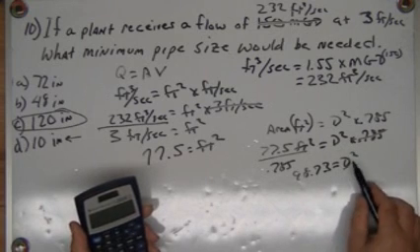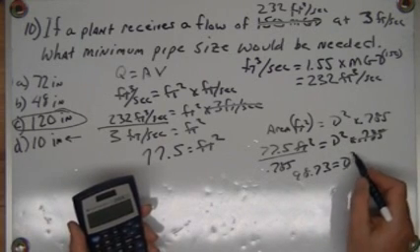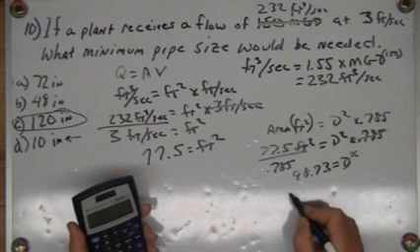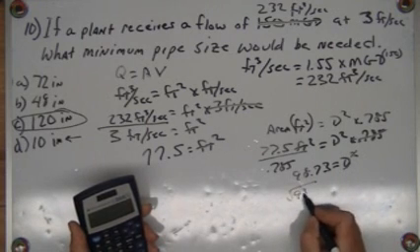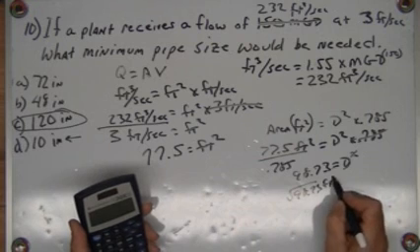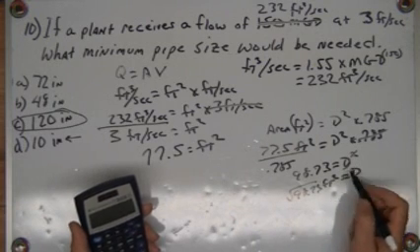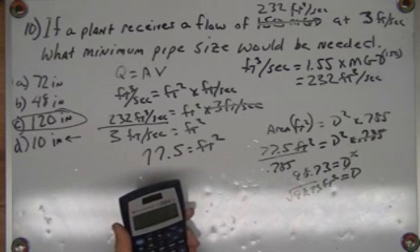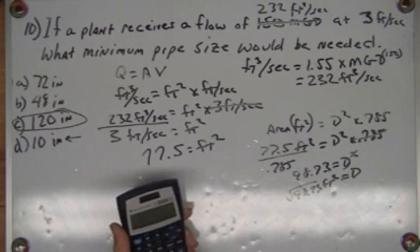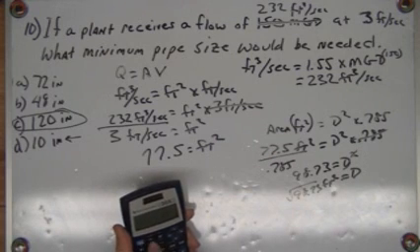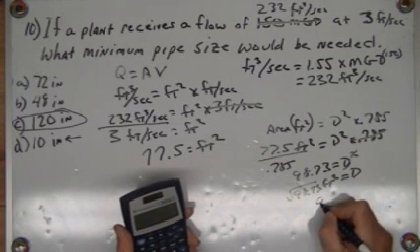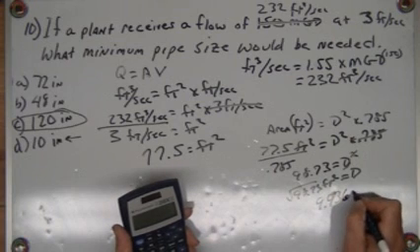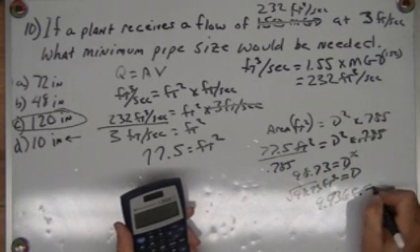So I want to get this diameter by itself, so I'm going to square root both sides. So the square root of 98.73 feet squared is going to equal the diameter. So I'm just going to go 98.73. Oops. I have to hit the square root first on this button. 98.73. The square root of that is going to be 9.936. 9.936 feet equals diameter.